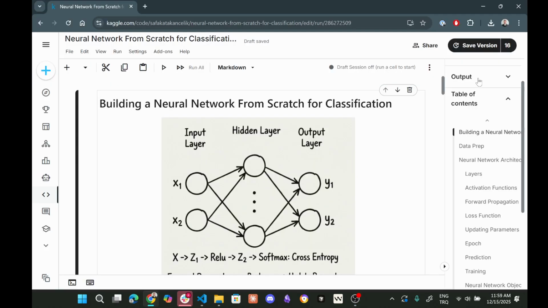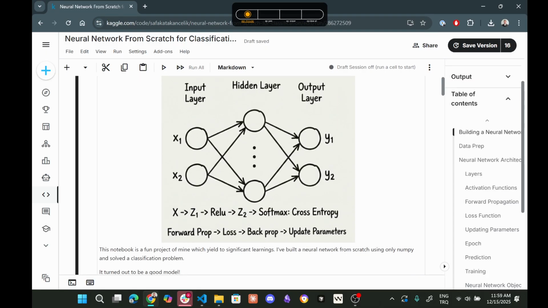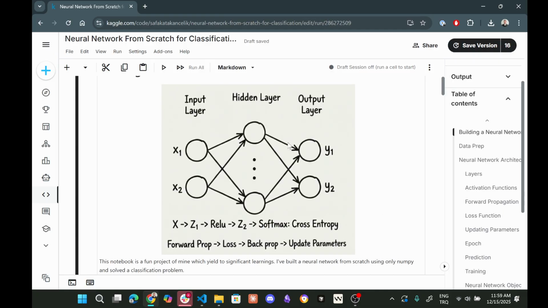Hello, I'm here to present this fun project of mine, building a neural network from scratch for a classification task. It was really fun. I learned a lot. I'll get into the architecture and how I built it one by one, and go through those steps.